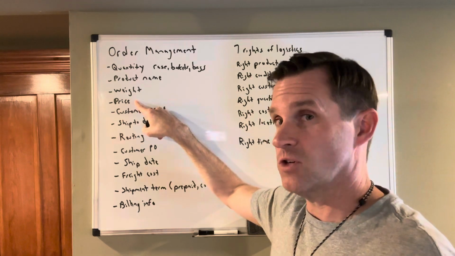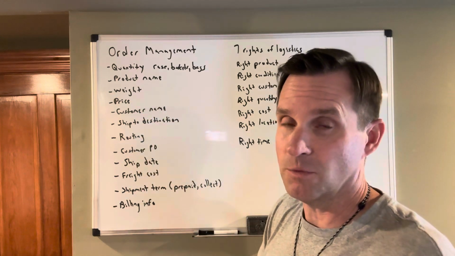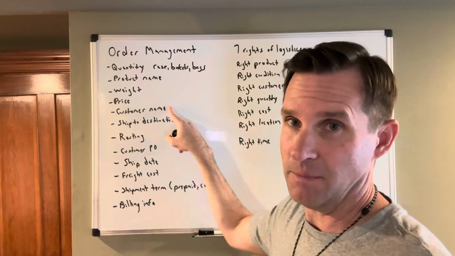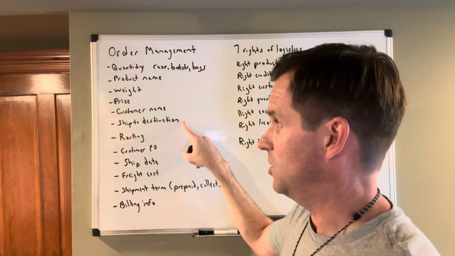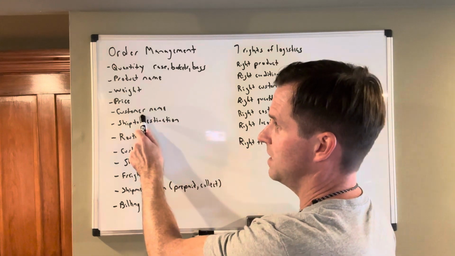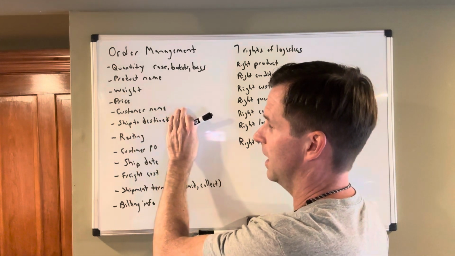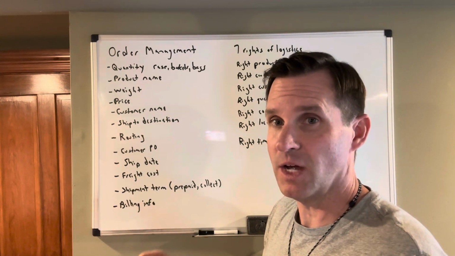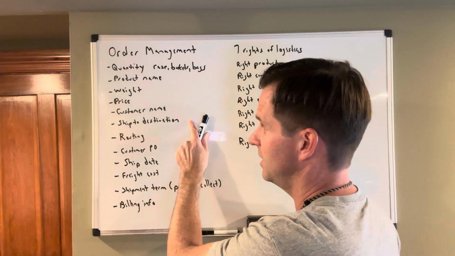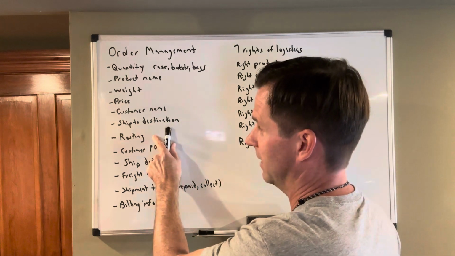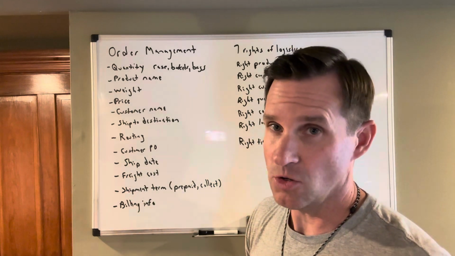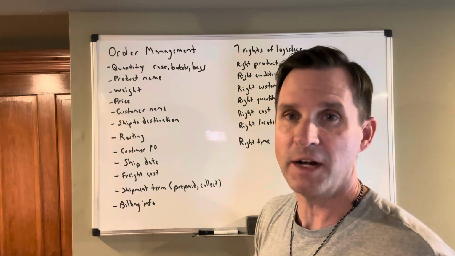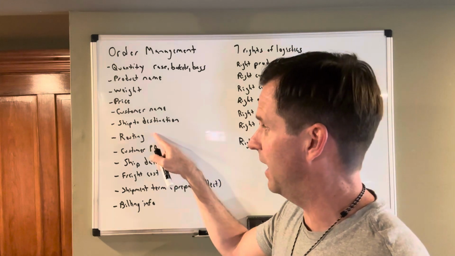Price. Maybe for certain customers you have certain discounts or different prices. You want to make sure you have that correct. Customer name, ship to destination. This is important because you might have a customer that has a headquarters somewhere, but you're not shipping to their headquarters. They might have multiple locations throughout the US, so you want to make sure you get the proper ship to destination. Routing. How are you going to route this shipment? Are you going to route it truckload, LTL, small parcel? The quantity size will possibly dictate your routing.